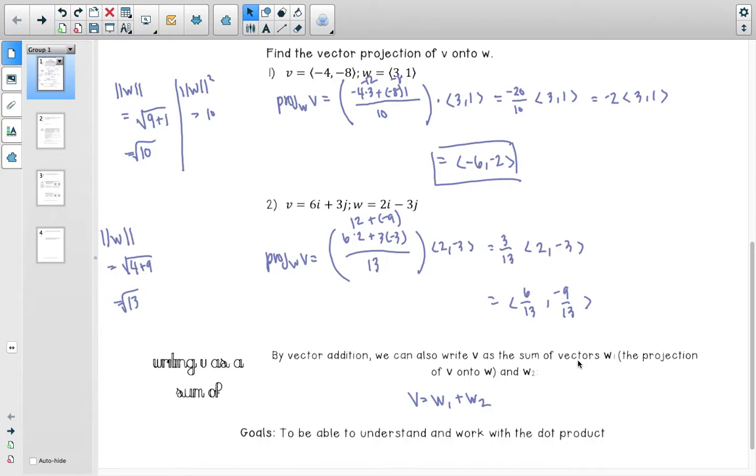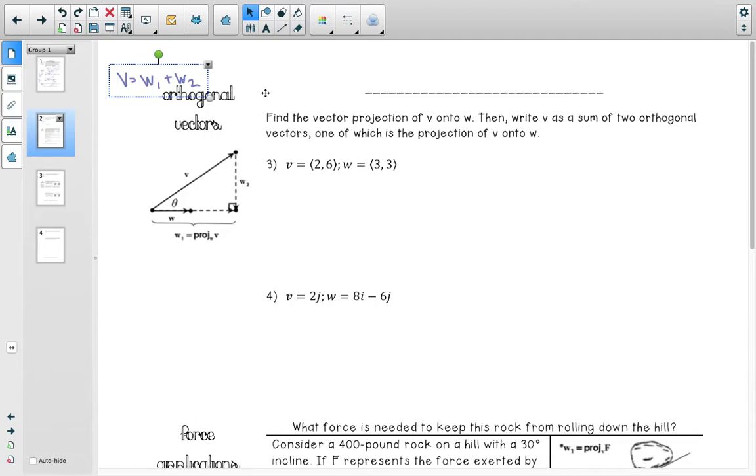...of orthogonal vectors. It got cut off. So it says by vector addition, we can write V as a sum of vectors, V = the projection of V onto W, and W2. So right there is the formula. I'm going to actually just write it right over here. See where it says orthogonal vectors? That's where it gets cut off.